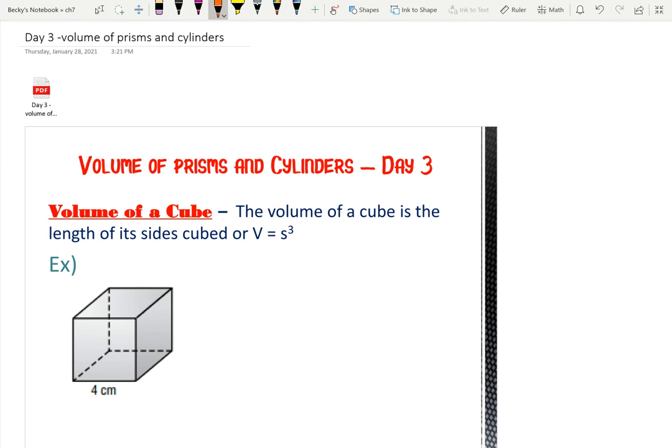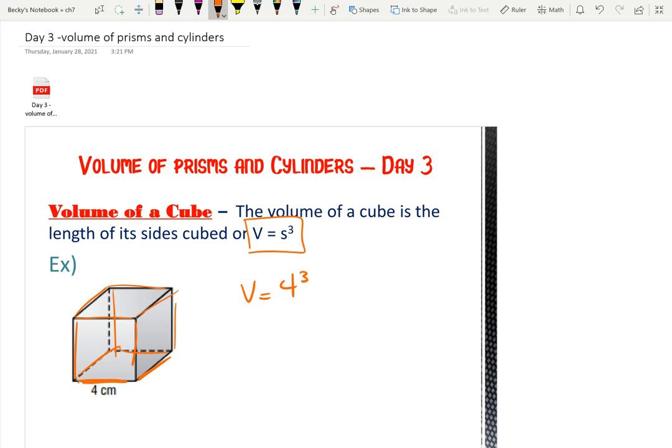So the first one is the volume of a cube. As you guys know, a cube has all equal sides. And so that means all these little segments all over the entire figure are going to be congruent. The easiest formula is just to take one of these side lengths and cube it. So you do have to work with your calculator. I mean, you can go 4 times 4 times 4. I mean, that's one possibility.